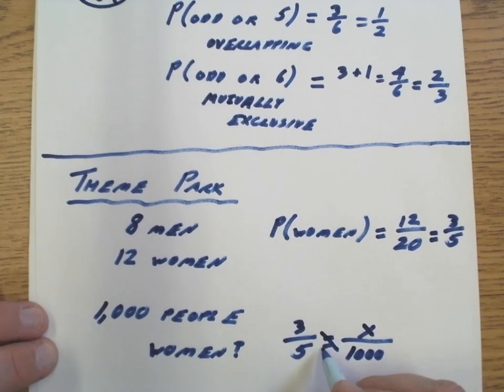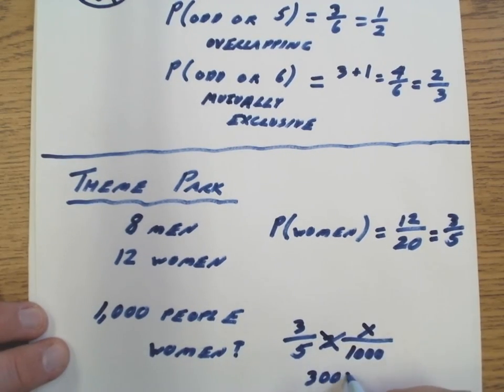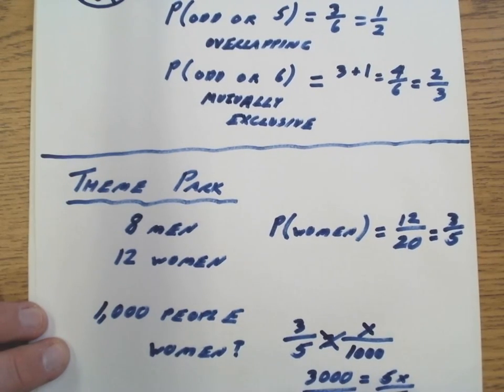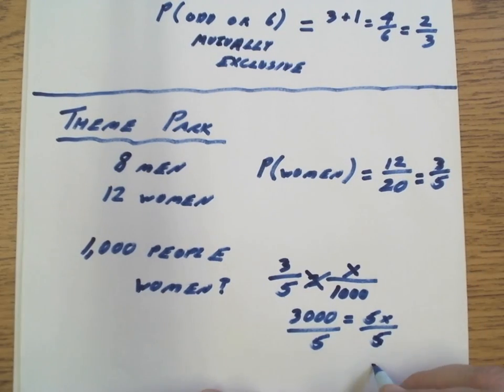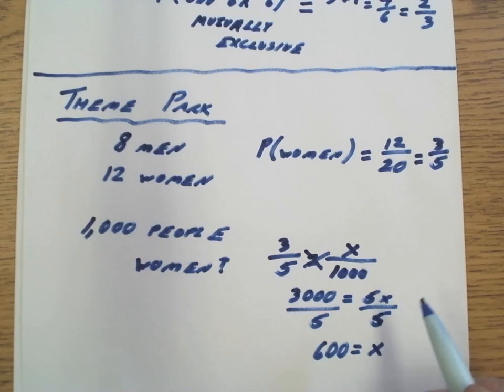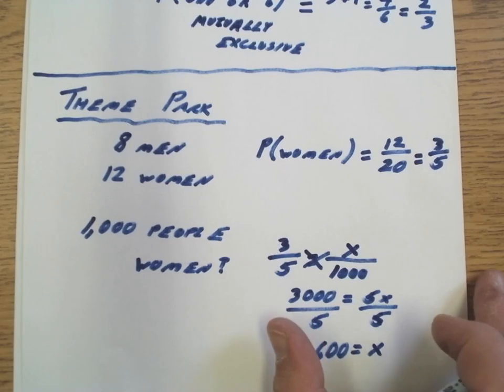So I could cross multiply this. That gives me 3,000 is equal to 5x, and divide both sides by 5. I would discover that 600 people out of these 1,000 would be women, meaning the other 400 people would be men. That gives me 1,000 people total. And that's how we can use probability. Probability is used a lot by insurance companies as well, to set rates based on chances of people having accidents in the past.